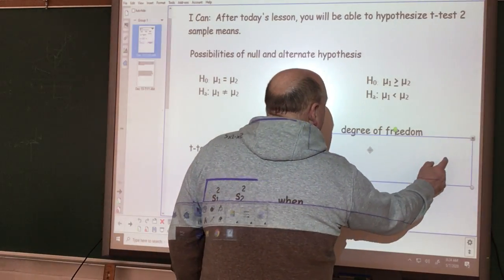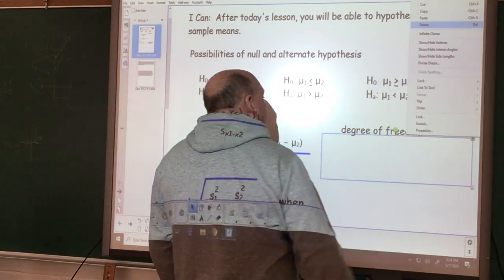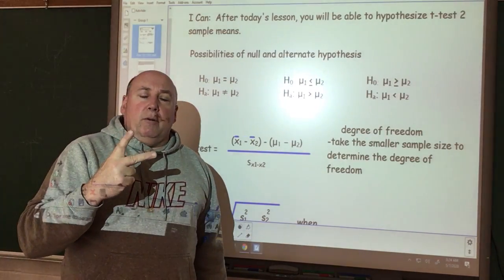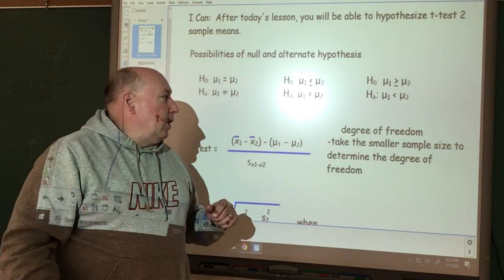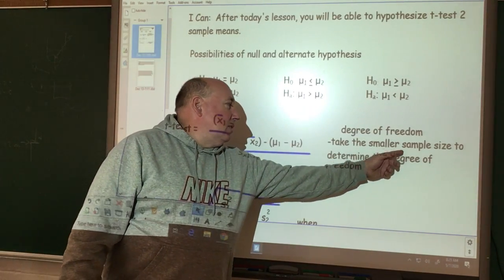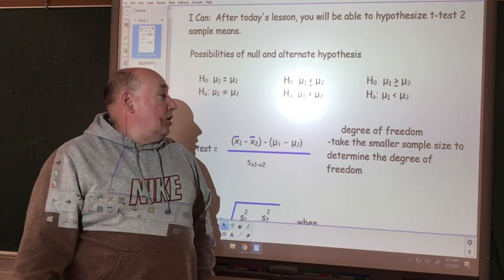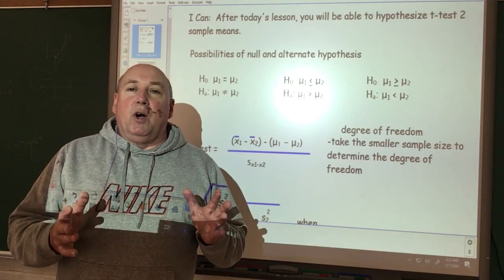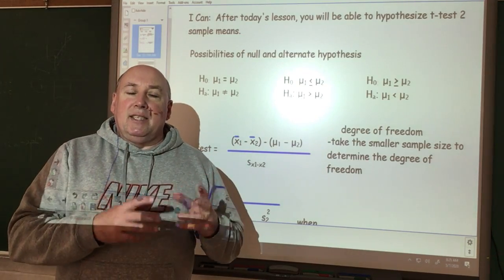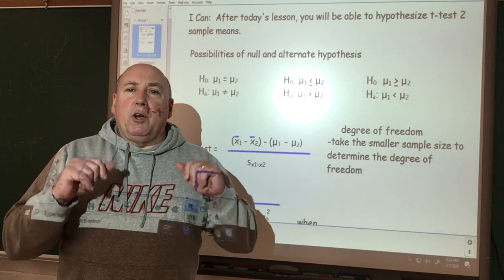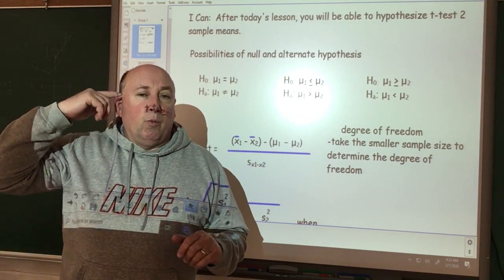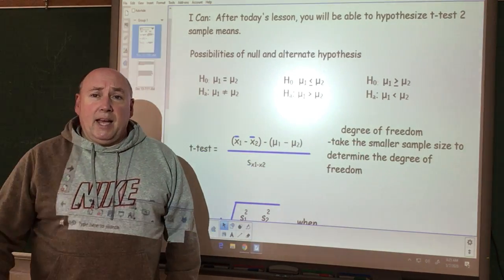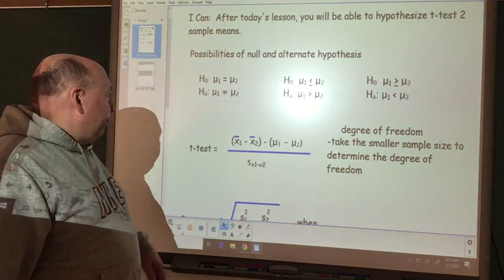What you do with the degree of freedom is, you're going to have two groups, group 1 and group 2. You want to take the smaller sample size to determine the degree of freedom. So you look at which sample size is smaller, and you utilize that degree of freedom when you're finding your critical values.